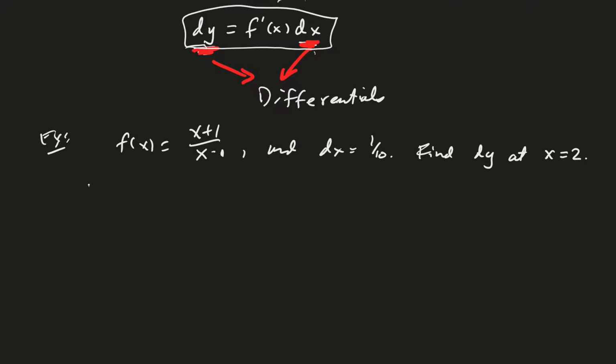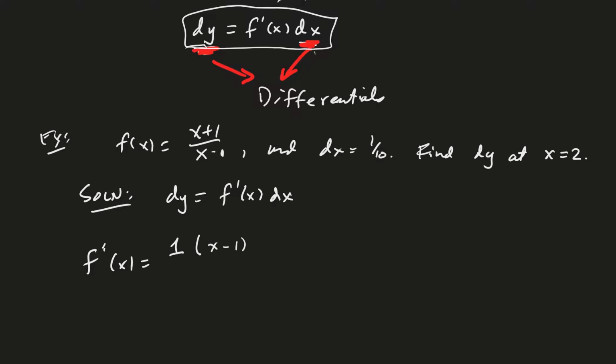Okay, so the solution is that dy is equal to f prime of x times dx. And so when we take our derivative, f prime of x, we're going to need to use the quotient rule. So the derivative of the top function is 1 times the bottom function, which is x minus 1, minus the top function times the derivative of the bottom function, all divided by the bottom function squared.